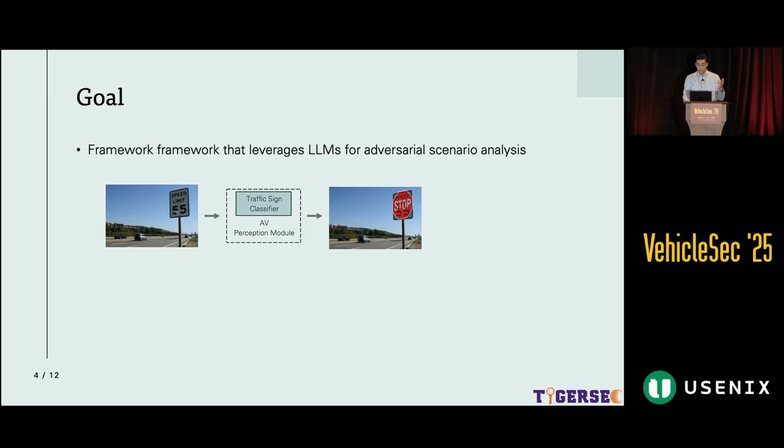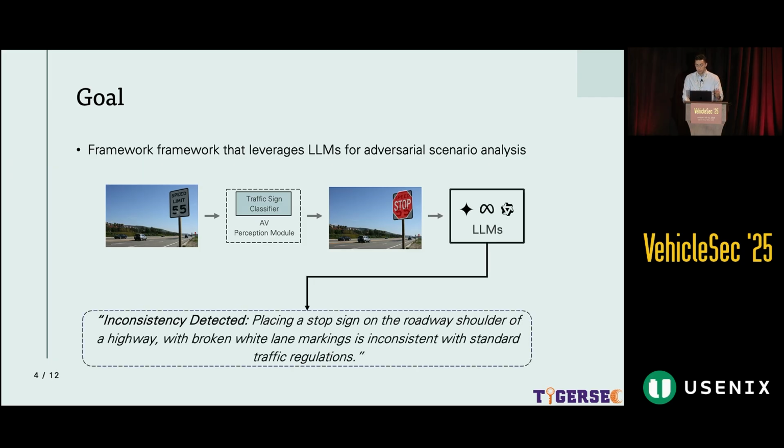For example, we have the same example, and we want to use LLMs to analyze the scenario with a stop sign on the highway. The LLM could tell us that this violates the standard traffic regulations because stop signs aren't normally placed on the side of the highway, providing both detection and semantic understanding of the whole scenario.